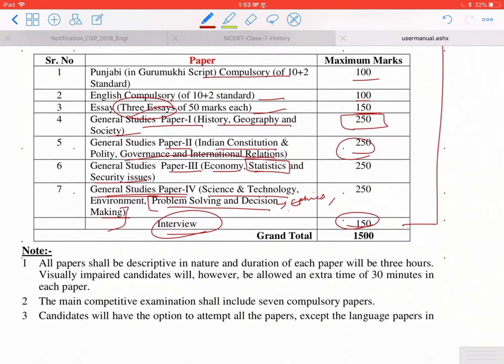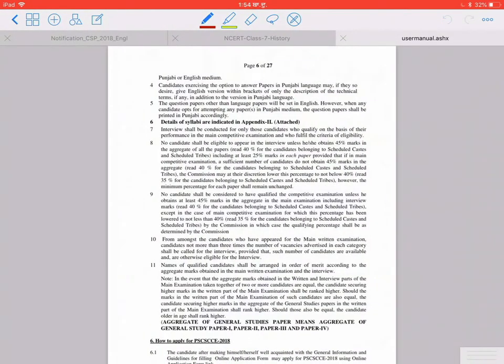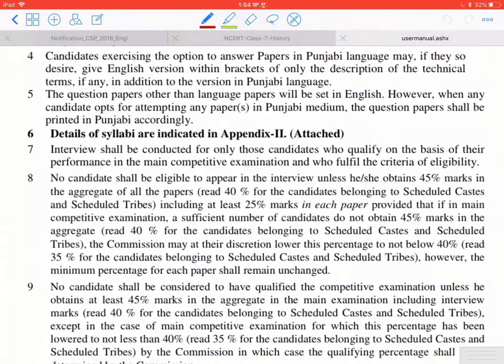So all papers will be descriptive in nature and the duration will be 3 hours. Visually impaired candidates get an extra 30 minutes. This shall include 7 compulsory papers. So these are all compulsory papers and you have to opt for them. And yes, there is no optional. So optional is not there, and you can say that it's a fair field. So you can opt for the Punjabi or English medium, whatever you want.